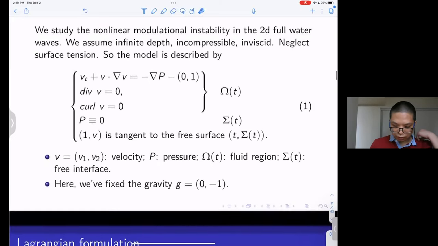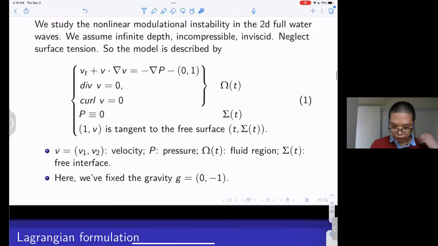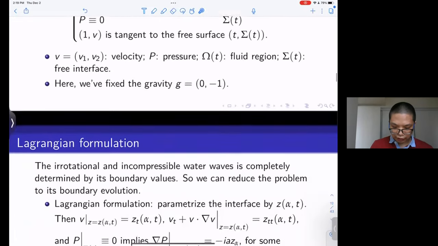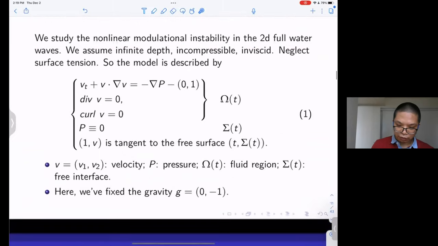Then in 2D, we can identify the 2D plane with the complex plane. These two conditions in particular give us that V bar is holomorphic.